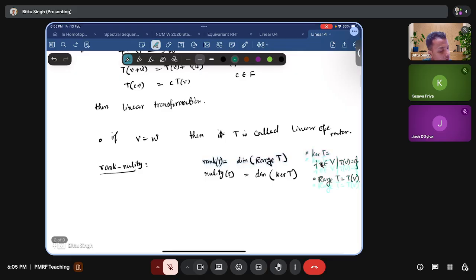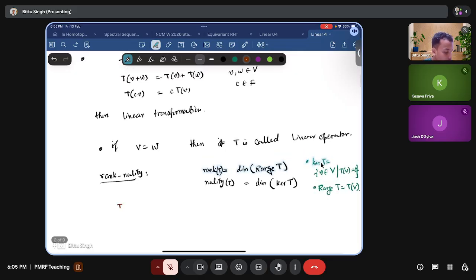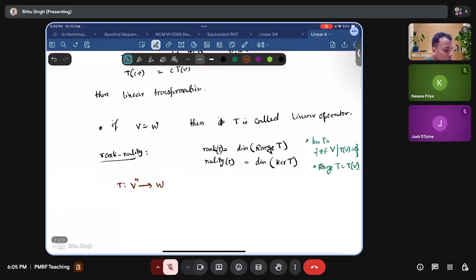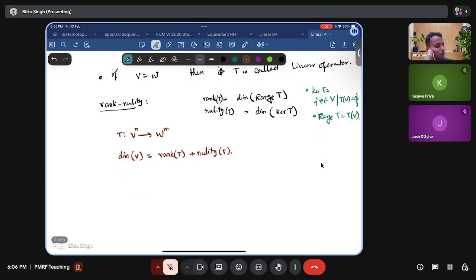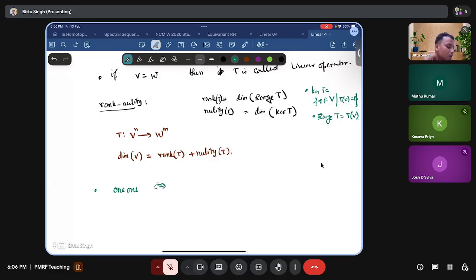So we have seen that if we consider this kind of linear transformation, and the dimensions of V and W are n and m respectively, then the dimension of V, which is n, is the same as rank of T plus nullity of T. We have also observed that to see whether a linear transformation is one-one, it is enough to check that kernel of T is 0. So kernel T consists only of the 0 vector.